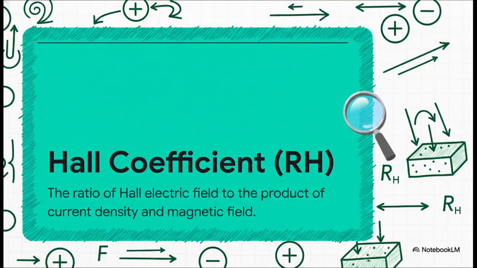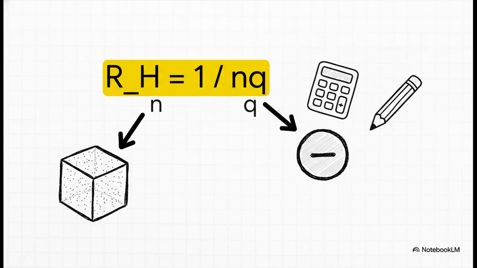All right, theory's cool, but let's get into the numbers. How do we actually measure and quantify this effect? We use something called the Hall coefficient, which we write as R with a little h. Think of it as a number that neatly connects the electric field we get to the current and magnetic field we put in. And this simple little formula, this is your best friend for any math problems they give you.